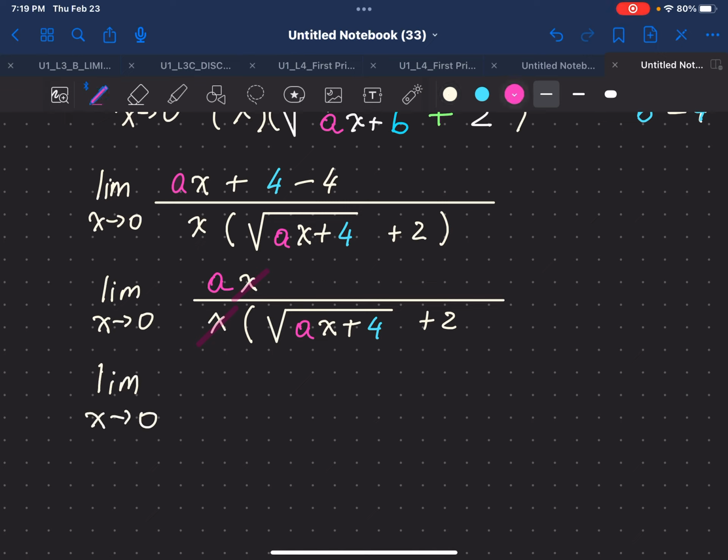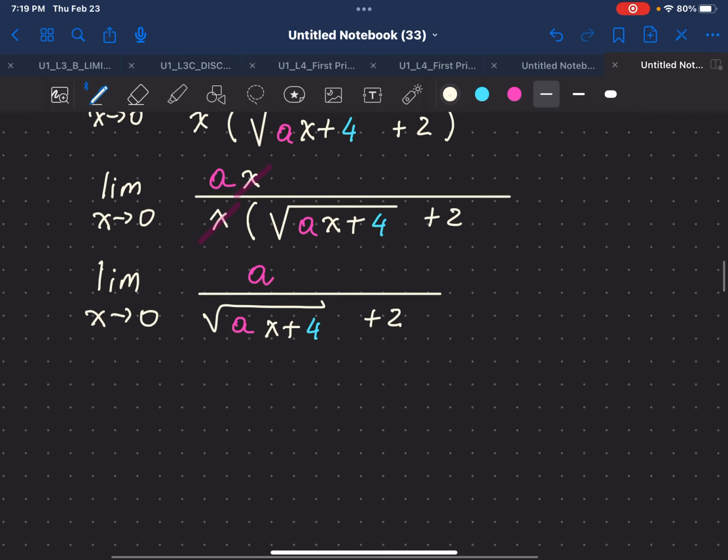And then we have a in the numerator, and then we have the square root of ax, and then plus 4, and then plus 2 at the end. All right, and this is where we're at this point. So we are going to think, okay, we found the value of b, we still have to look for a. Now, how do we find a?